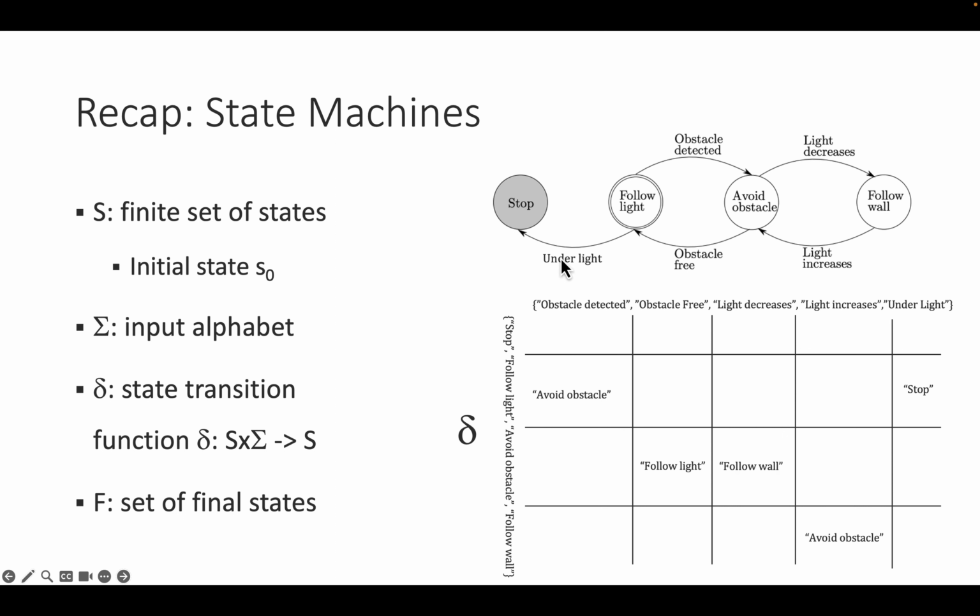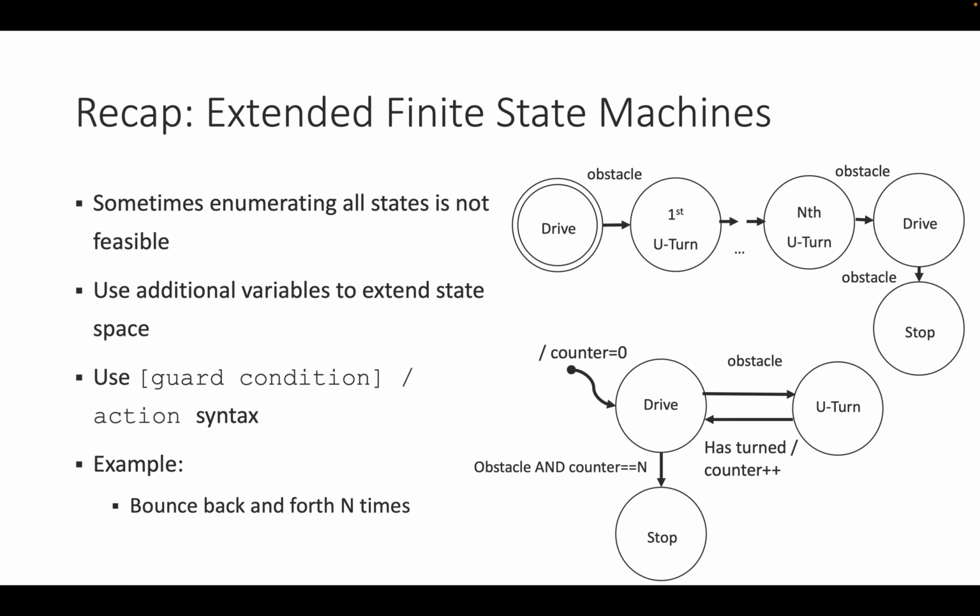And you have seen that this gets pretty limited pretty quickly. For example, if you want to implement something like going back and forth at an obstacle for, let's say, 3 times, then you would drive, do the first hit of the obstacle, do a U-turn, drive back, and go back and forth until you did the nth encounter, which then leads you to drive and finally stop.